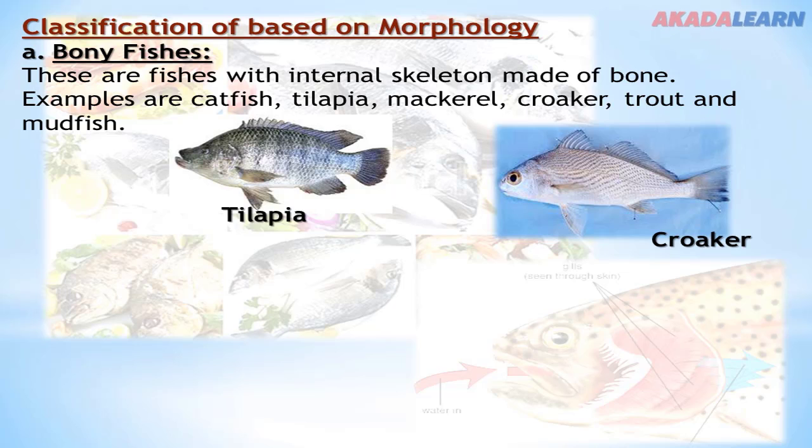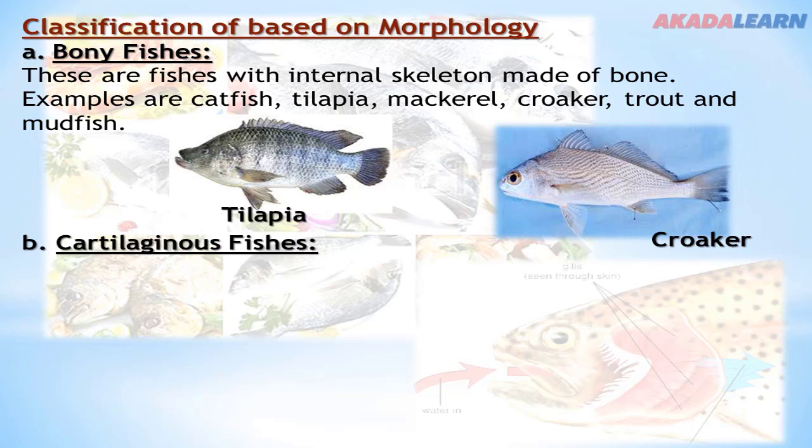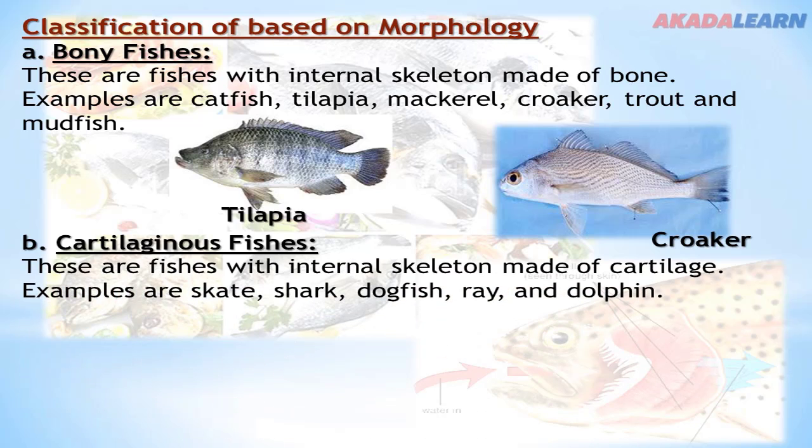While cartilaginous fishes are fishes with an internal skeleton made of cartilage. Examples of such fishes are skate, shark, dogfish, rayfish, and dolphins.